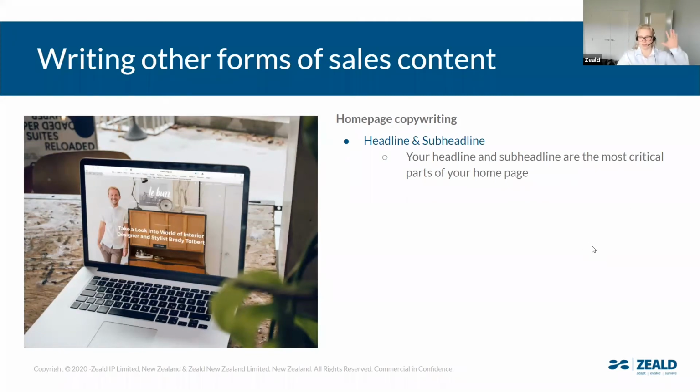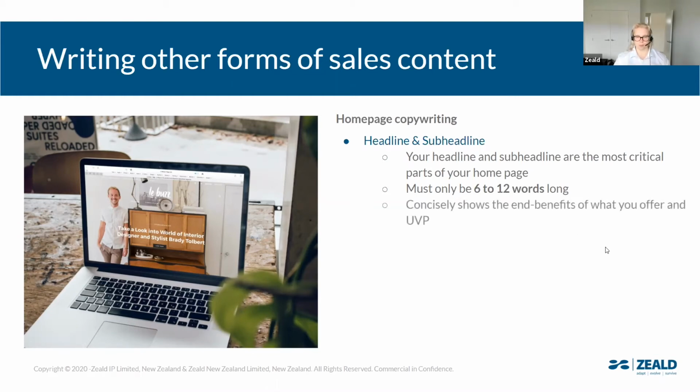This is because when someone lands on that homepage, it's the first 3 to 5 seconds where they're reading and they're going, is this website where I want to be? So we say it must only be 6 to 12 words long. It's that whole keeping it specific. It's not your chance to tell a whole story. It's your chance to be very specific to get across what you do. So start thinking elevator pitches. It concisely shows the end benefits of what you offer and your unique value proposition.